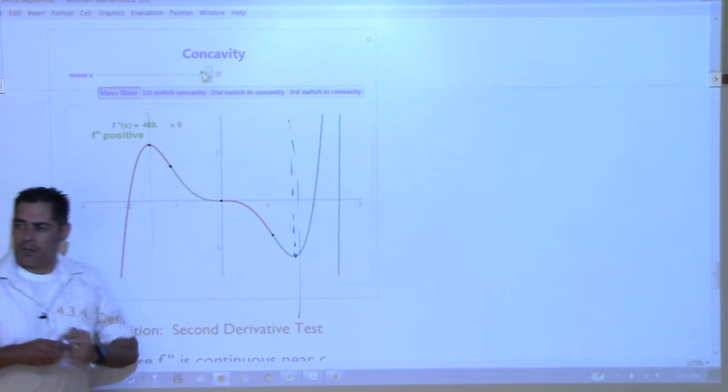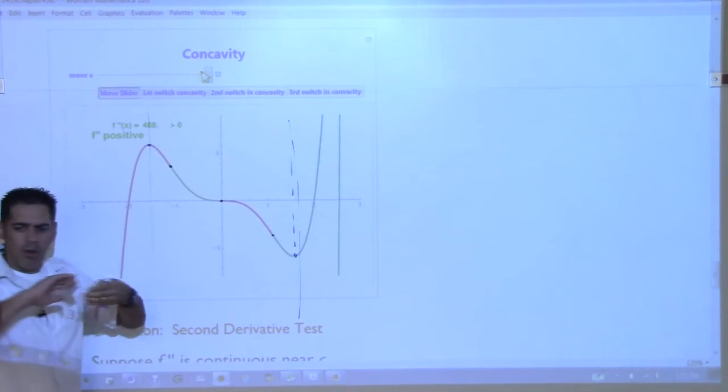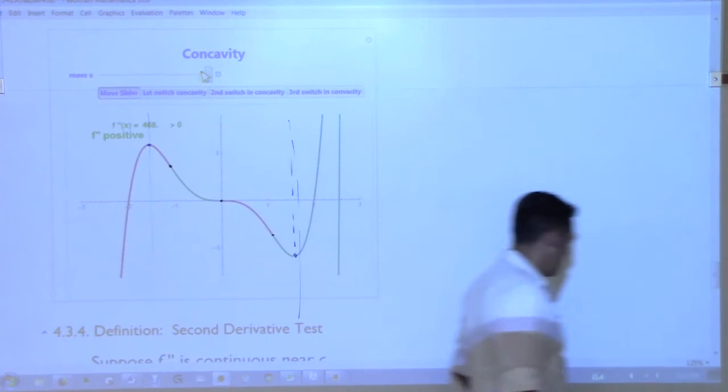So do you see there's a big difference between the two? What's happening with the first derivative and second derivative, they don't coincide, all right? Make sense? Okay.